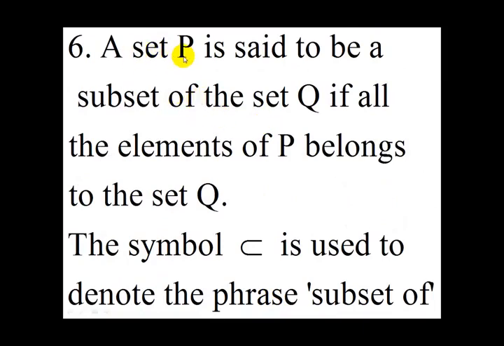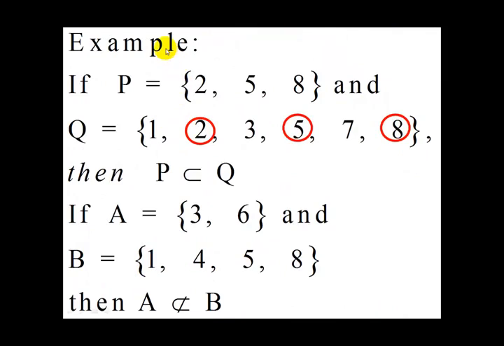A set P is said to be a subset of the set Q if all the elements of P belong to the set Q. I repeat, a set P is said to be a subset of the set Q if all the elements of P belong to the set Q. This symbol is used to denote the phrase subset of. Now, let's look at this example.